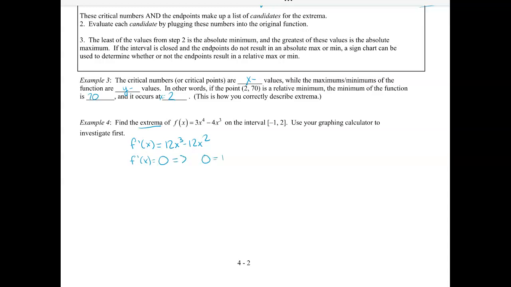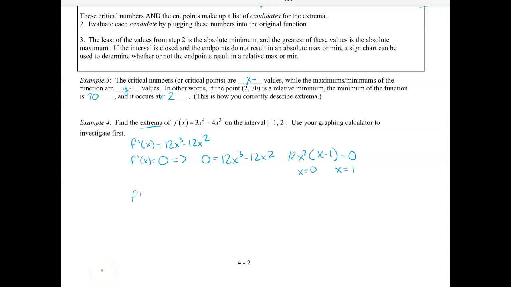So I've got 0 is equal to 12x cubed minus 12x squared. Alright, solving from there, I should get 12x squared times (x minus 1) equals 0. So x is equal to 0 or x is equal to 1.